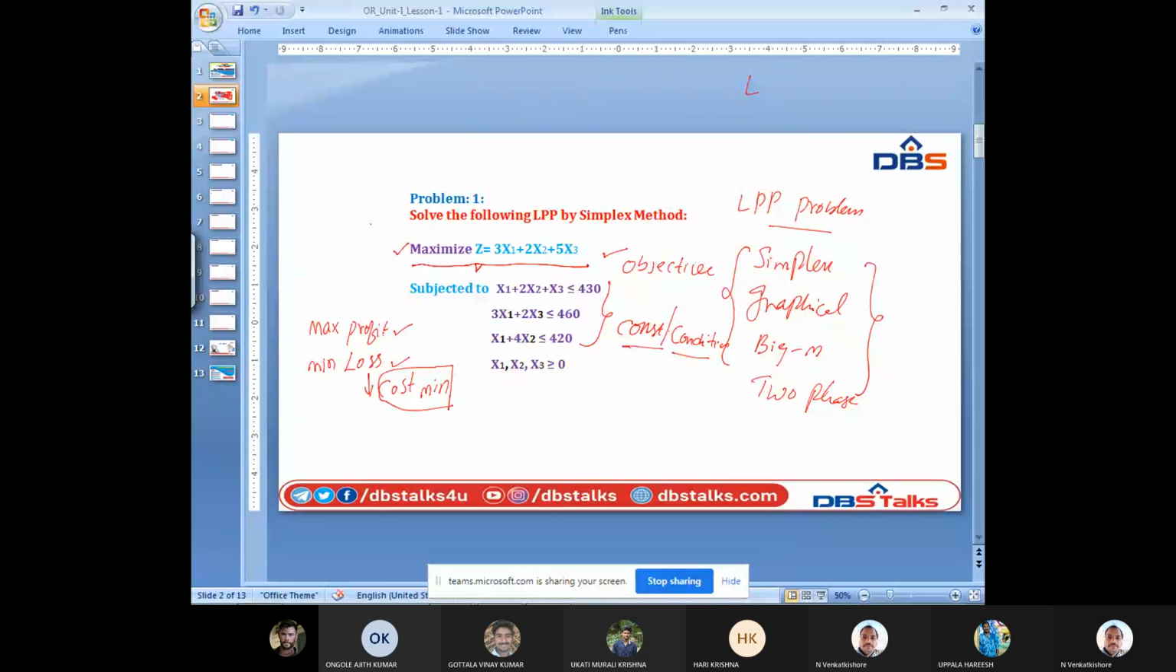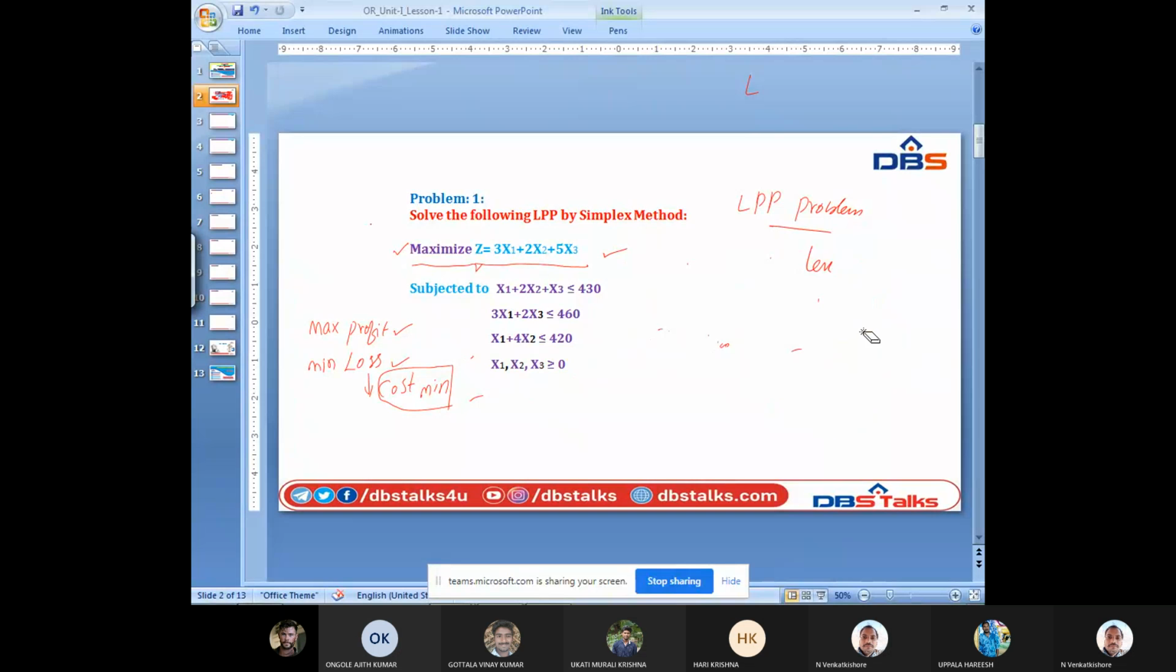Now we have to consider the given problem: maximize z equals 3x1 plus 2x2 plus 5x3, and at the same time, subject to the constraints. The first condition is x1 plus 2x2 plus x3 is less than or equal to 430. One more condition is 3x1 plus 2x3 less than or equal to 460, and at the same time x1 plus 4x2 is less than or equal to 420. So these are the three constraints.